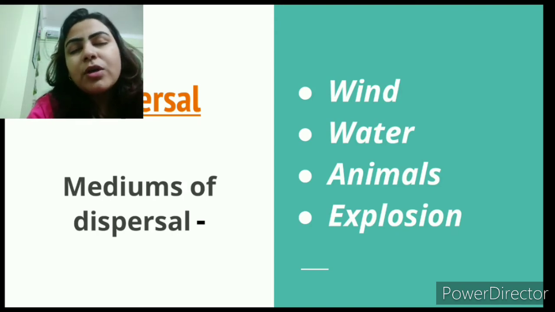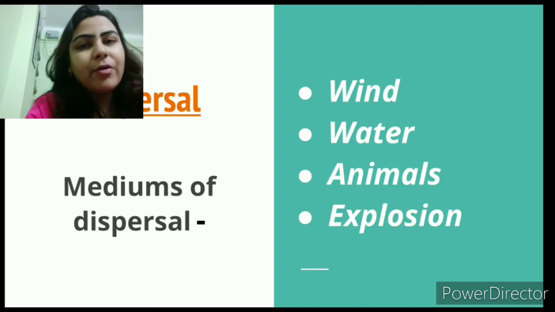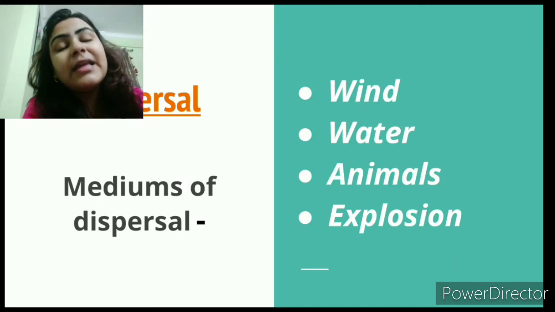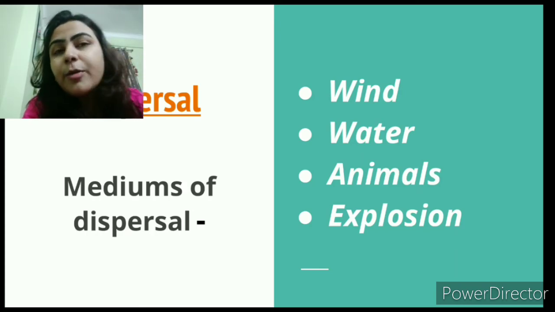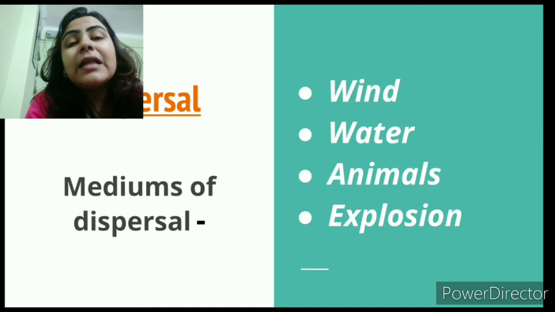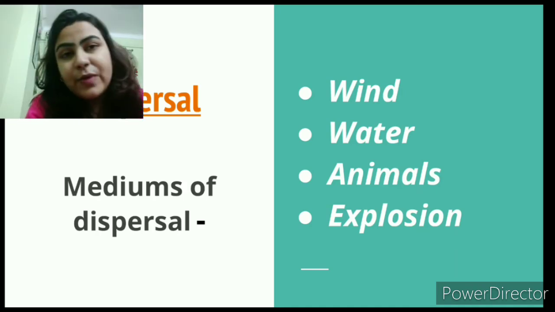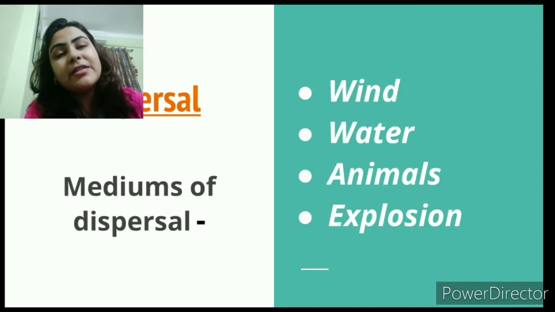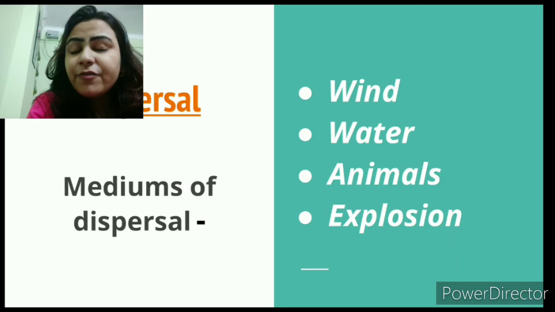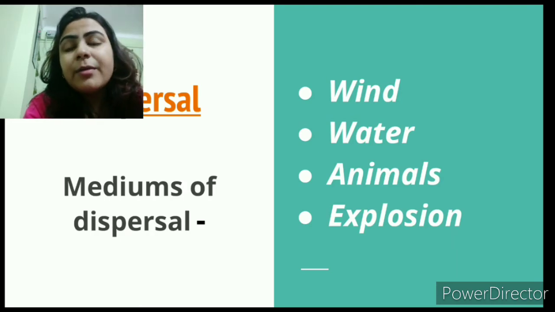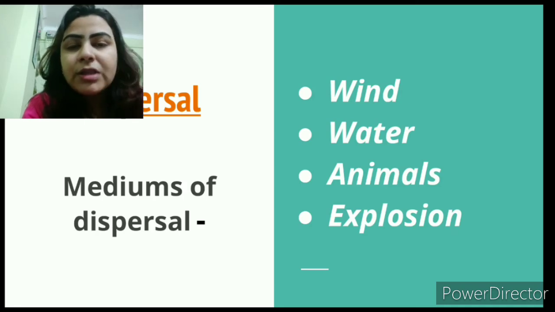So if the coconut that has dispersed away from the mother plant gets all the necessary conditions, then it will surely grow into a new plant. The third medium of dispersal is the animals, which includes the human beings, the birds, the other animals as well. Now, how do we help in dispersal? We generally eat the fruits and throw the seeds away from the mother plant on the way of the travel.